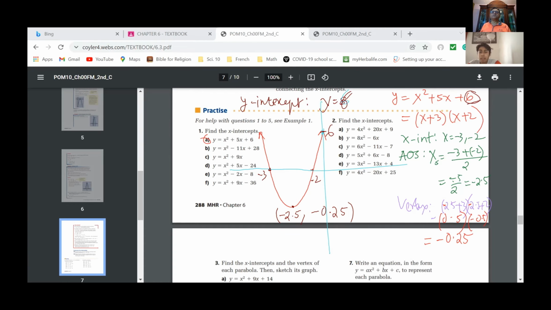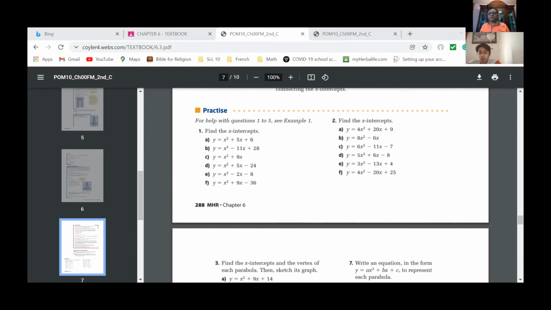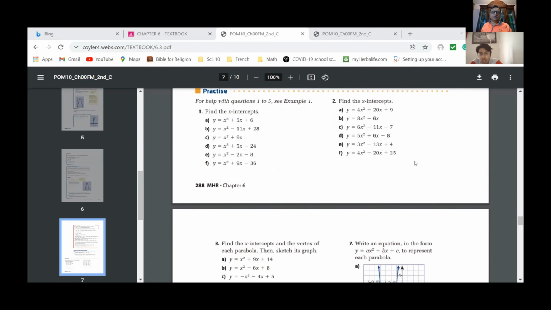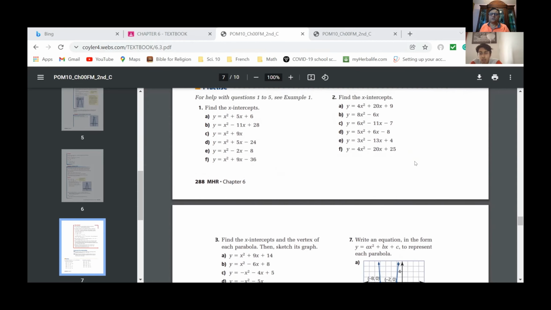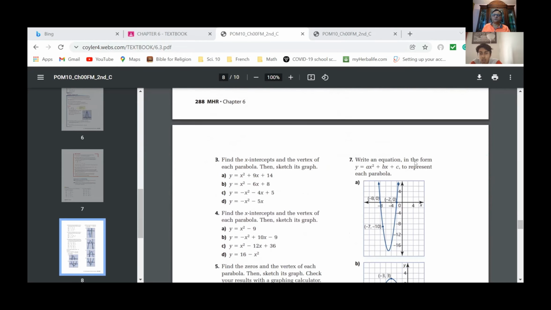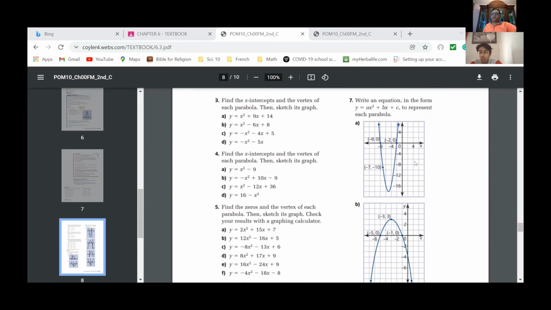Okay, let me clear this and let's take one more example. Let's go to question number 2 or 3, right? Okay, sir. Move down. Or let's do question number 7. Yeah, move up. Let's do question number 7, right? Let's find the equation from the graph. Question number 7: write an equation in the form y equals ax squared plus bx plus c to represent each parabola. How will you do it?